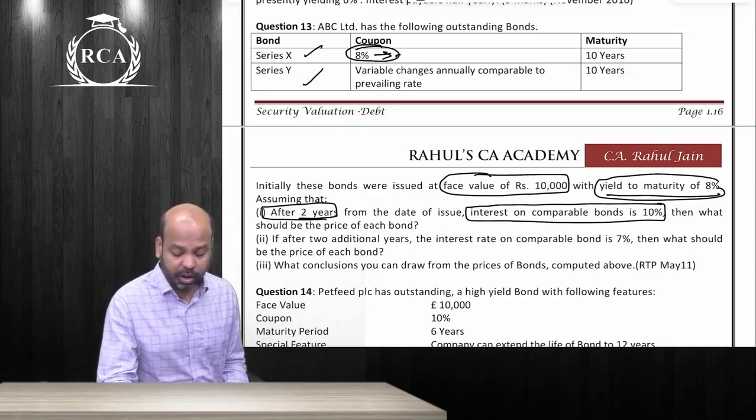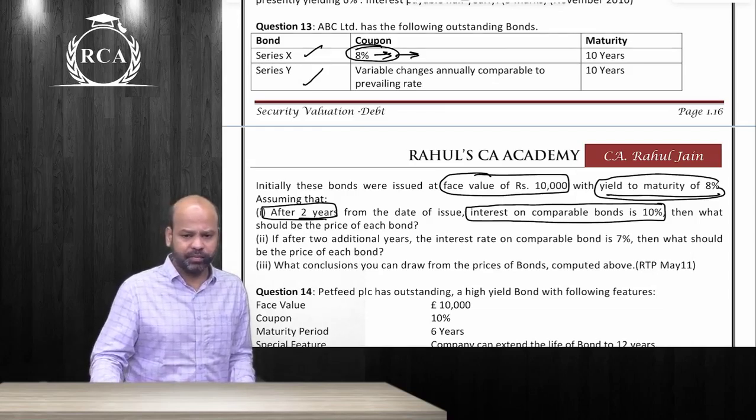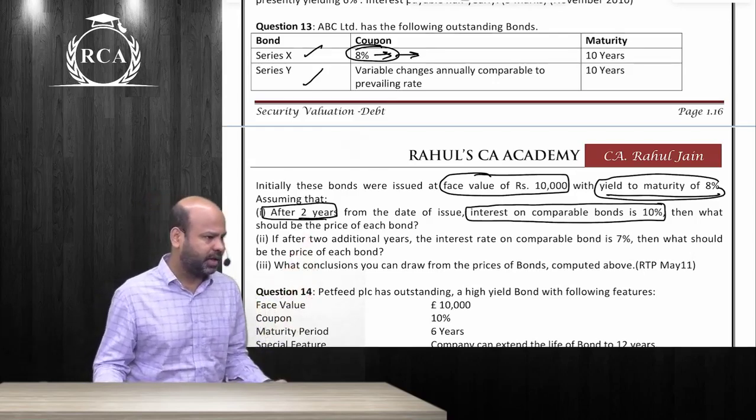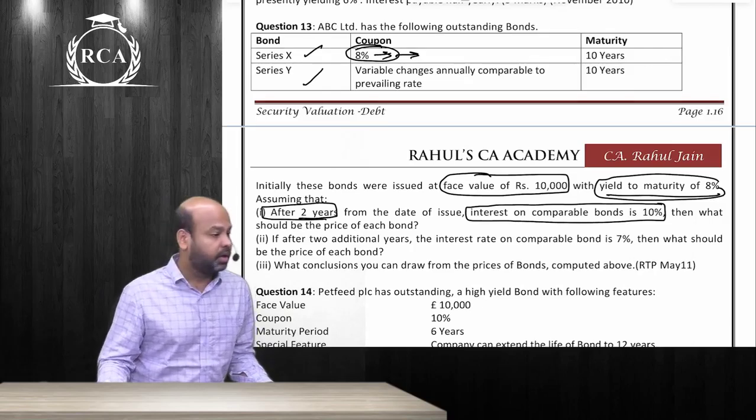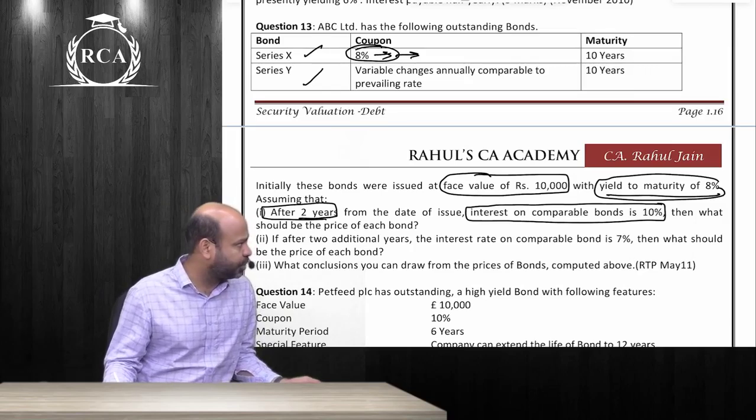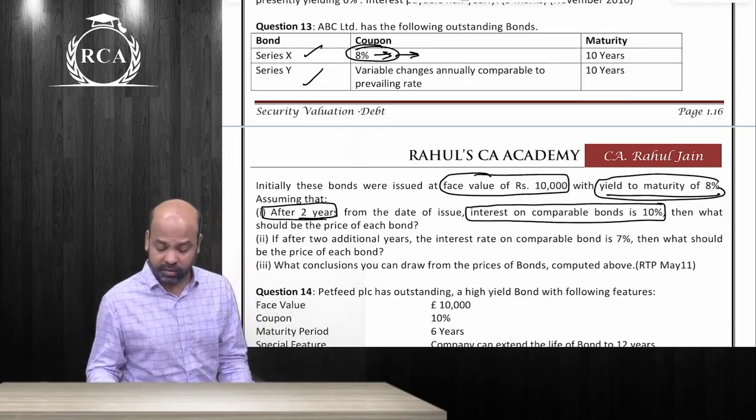Series X's bond value, beta, will reduce. It will now start trading at a discount. Why? It is giving us a coupon of only 8%, but the required rate of return is 10%. Because you're generating a lesser return in the form of coupon, the bond will now be trading at a discount. Is that clear, guys?